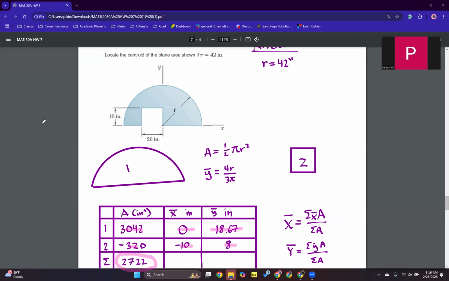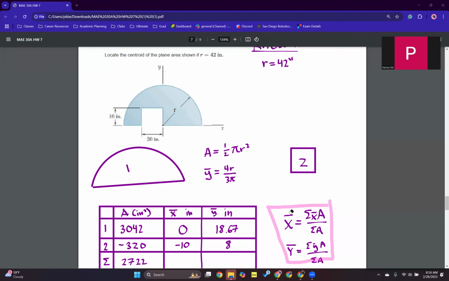The reason we need to do that is because if we look to the right here, we have these two equations that we're going to use to solve. We're going to sum up all the individual centroids times their areas, and then divide by the total area to figure out what the centroid is for the entire plane area. Same for y.